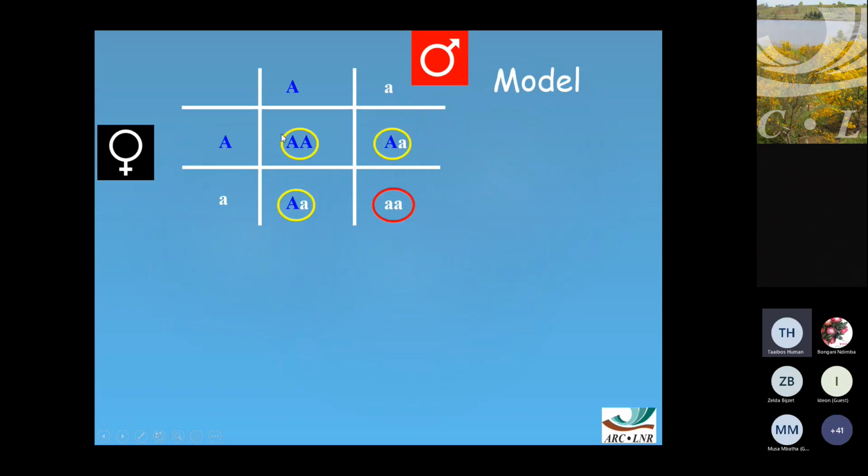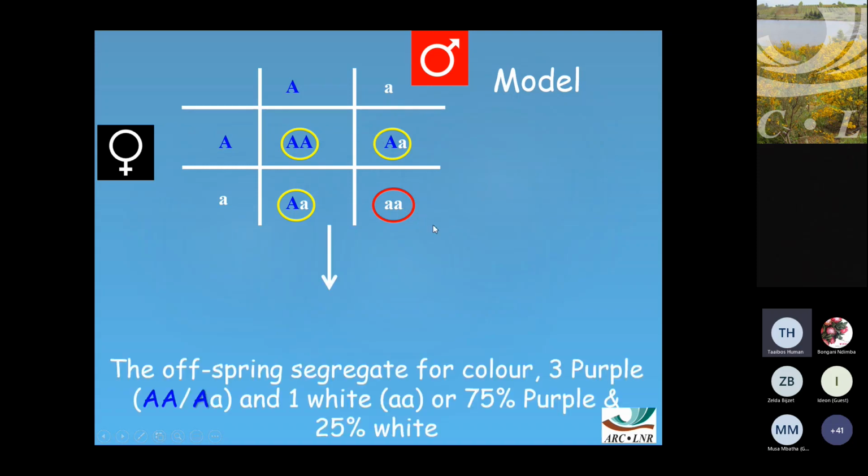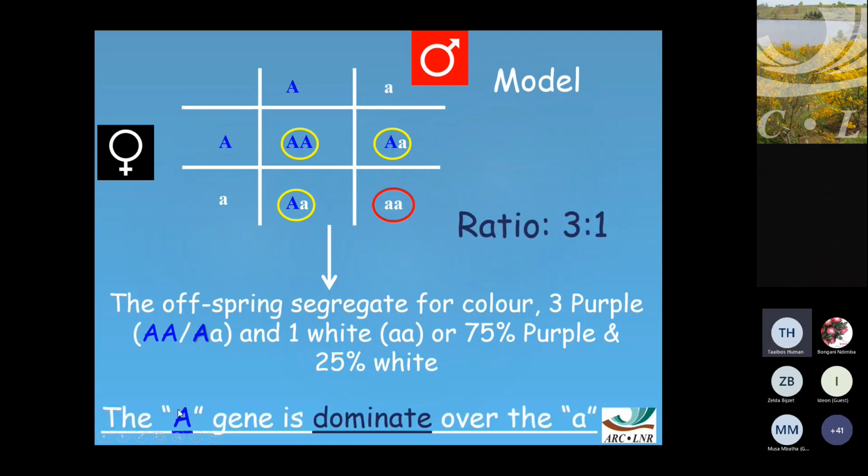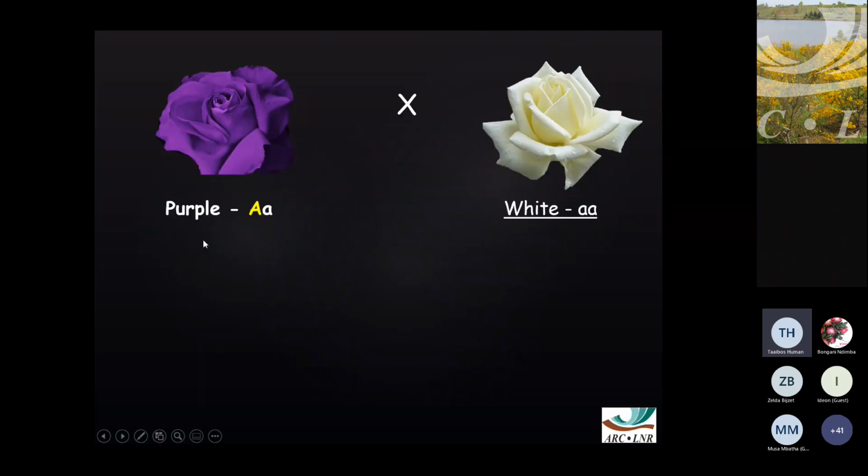And here you can see big A, small a is purple, double big A is purple. All those three are purple and only the double small a is white. And then you get this segregation of 75% purple and 25% white, a ratio of 3:1. And keep in mind the A gene is dominant. Although it's present in the progeny, you can't see it in the phenotype of the color purple.